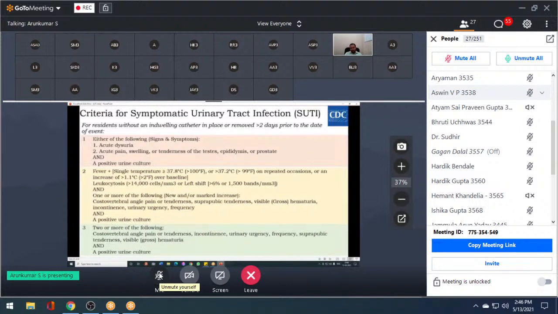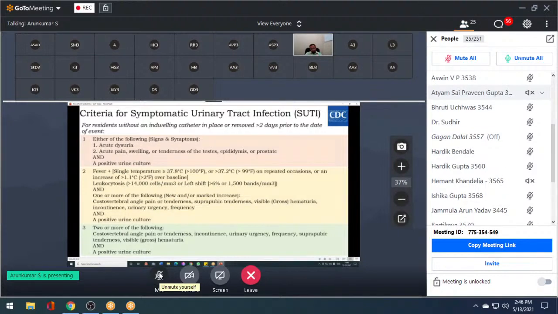The CDC, Centers for Disease Control in the US, has given the following guidelines or criteria for diagnosing UTI. For a symptomatic urinary tract infection, the patient can be symptomatic with acute dysuria or have tenderness of the prostate and other organisms in the presence of a positive urine culture, or they may have a fever, leukocytosis with either costovertebral tenderness or suprapubic tenderness and a positive urine culture, or they may have costovertebral angle tenderness, incontinence, urinary urgency, two of these symptoms along with a positive urine culture. So what is required is a positive urinary culture with around two of the other symptoms for a diagnosis of a symptomatic urinary tract infection.